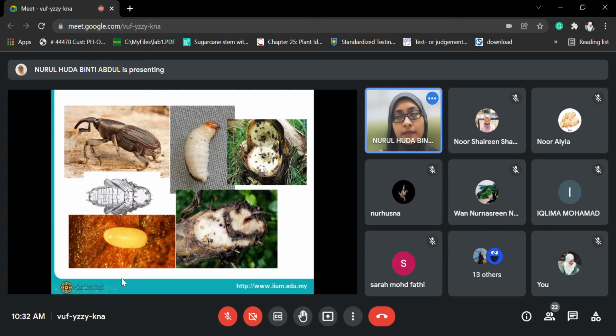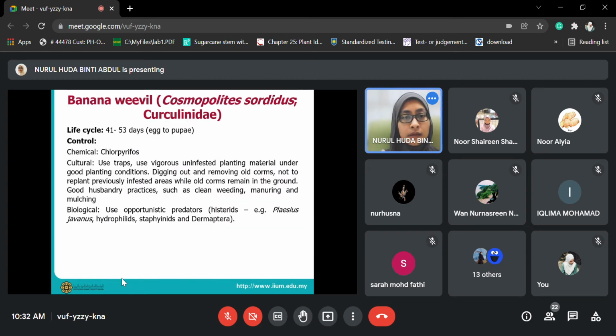So usually, okay, for the adult, it will lay eggs at the base, maksudnya part dekat area tuber ni. And then the larvae, it can move around lah, mungkin naik ke atas atau sometimes the more severe one, dia akan turun more deeper into the tuber ni. Maksudnya turun lagi jauh ke dalam tuber. So at the end, pokok pisang akan mati. Okay, so the total life cycle, eggs to pupae is around 41 to 53 days.